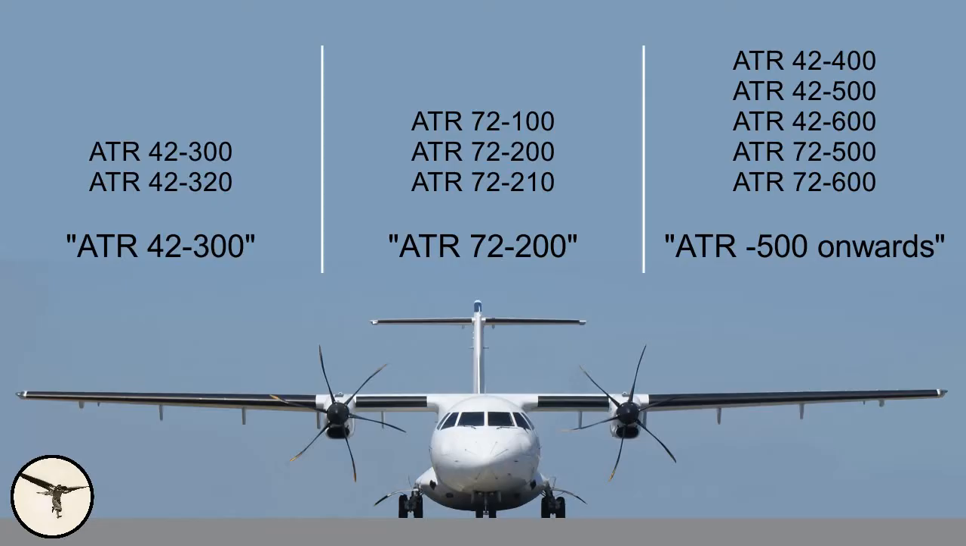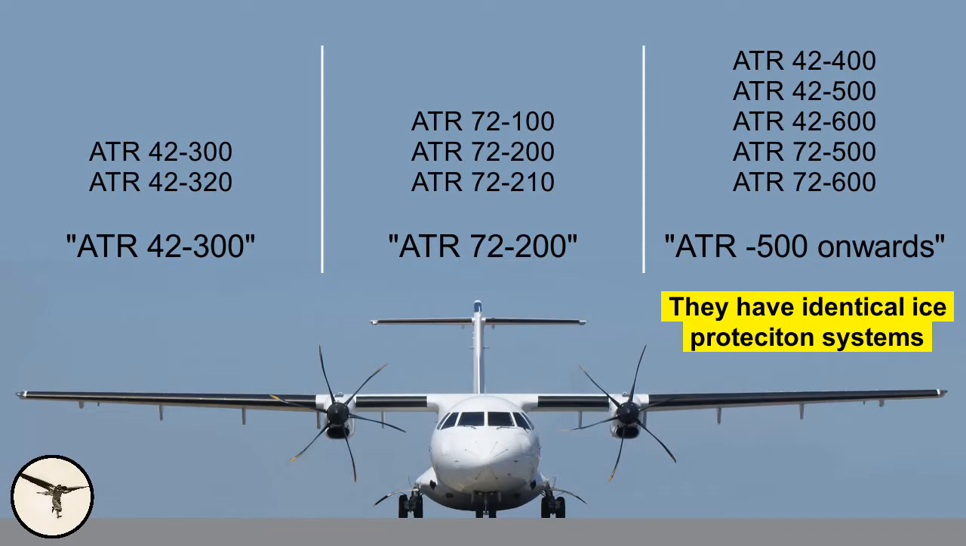The third group consists of 42-400, 42-500, 42-600, 72-500 and 72-600. They all have 6-blade propellers. The 42-400 is a 42-500 with less powerful engines, and just a handful were built. The 500 and the 600 variants are identical. I call this group ATR 500 onwards.